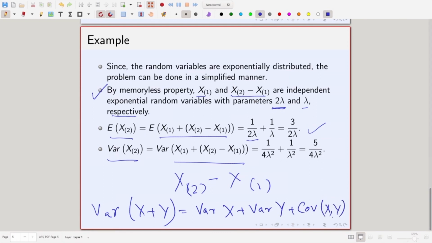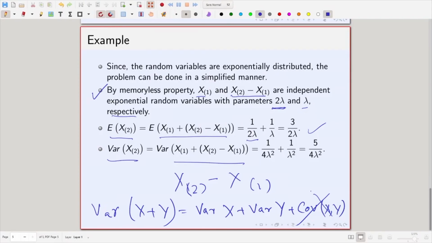But in this case, since it is independent, this covariance term will not come because you know that if two random variables are independent, then covariance of xy is 0, or in other words, they are what is called uncorrelated. Fine. So this covariance term will be 0. So to calculate the variance, we are using the fact that they are independent. So variance of this plus this will be just variance of x bracket 1 plus variance of x bracket 2 minus x bracket 1.